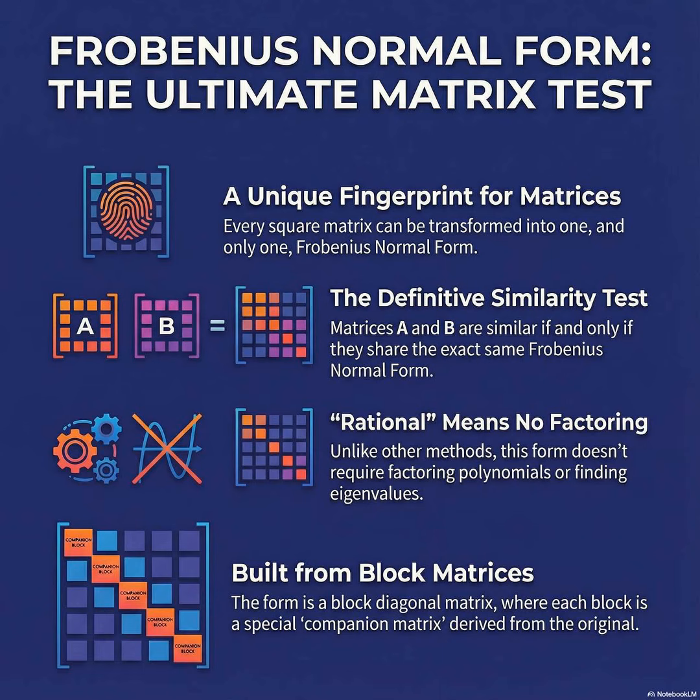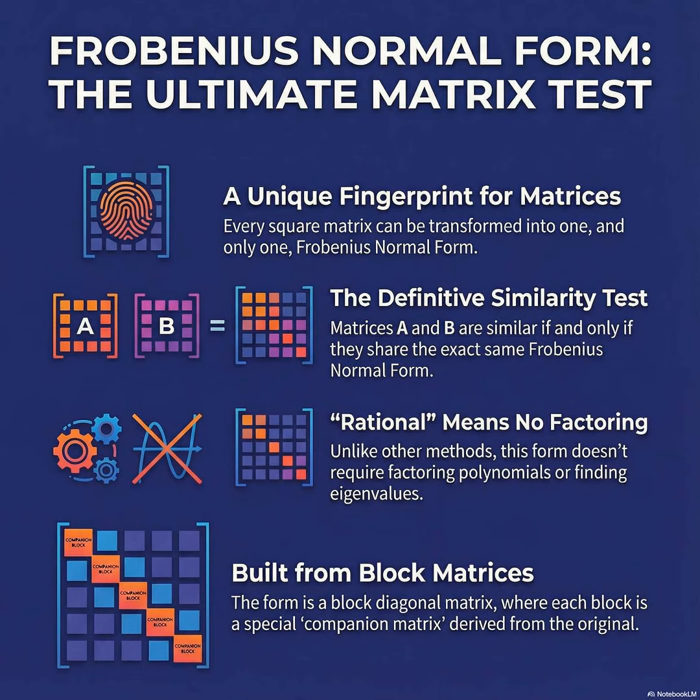And what's so elegant is that the final RCF, that block diagonal matrix, is built from the companion matrices of those unique invariant factors. And the biggest one, the last one in that chain, always turns out to be the minimal polynomial of the entire original matrix. It's the signature of the whole transformation.